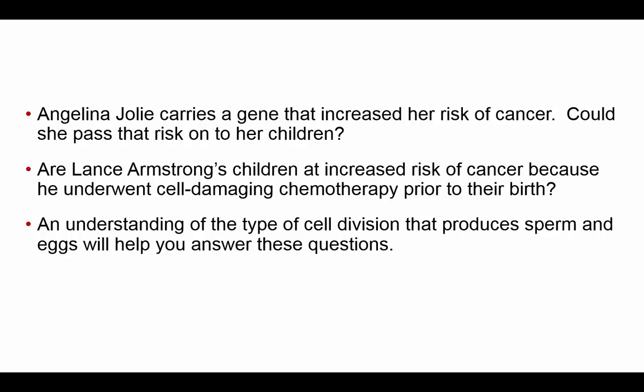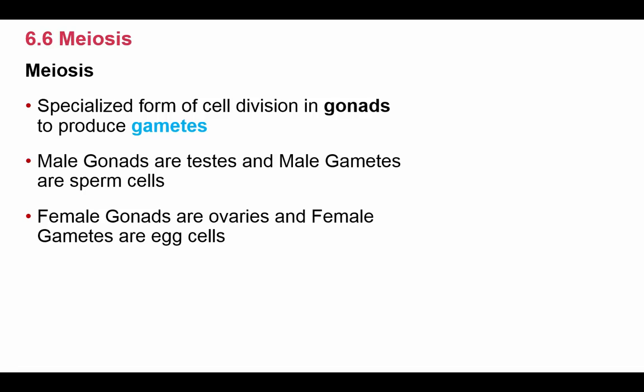So why are we looking at meiosis? Well, again, remember, this whole chapter has been centered around a couple specific questions. Remember, Angelina Jolie carries the gene that increased her risk of cancer, so could she pass that risk on to her children? Are Lance Armstrong's children at an increased risk of cancer because he underwent cell-damaging chemotherapy prior to their birth? In order to answer those questions, you need a better understanding of the type of cell division that produces sperm cells and egg cells that are then used to form offspring, the zygote, which eventually becomes the new baby. So this is known as meiosis.